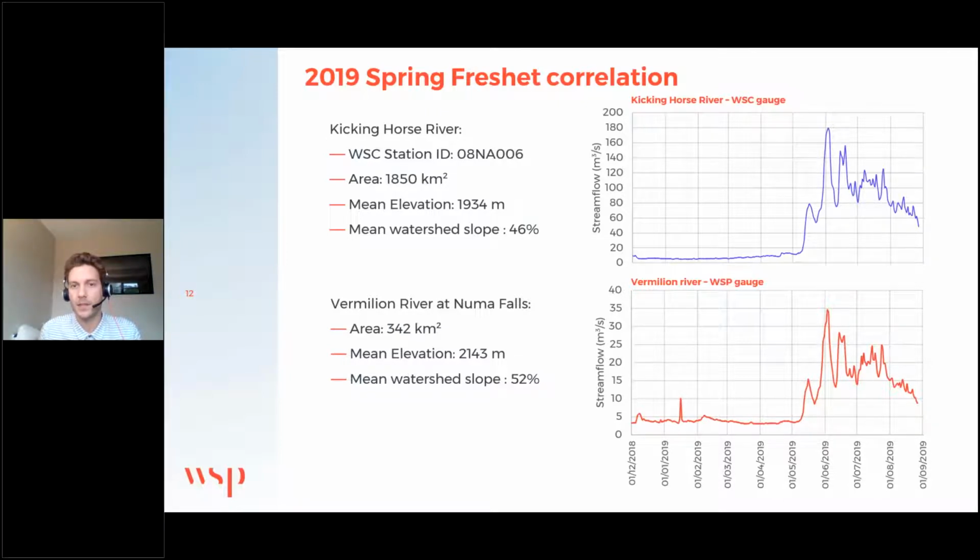And you can see the flow hydrograph for the 2019 spring freshet at the Kicking Horse River is really similar to the one we obtained for the Vermilion River. They both peak at pretty much the same date, on June 2nd, almost at the same hour, and all the subsequent peaks during the summer match fairly well. And we had 3 flow hydrographs on the Vermilion River at 3 different sites, and they all displayed similar characteristics, and they all fitted really well with the Kicking Horse River.